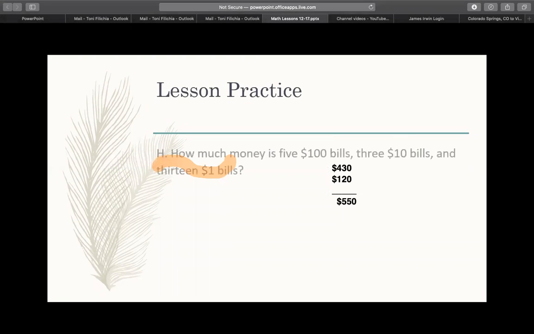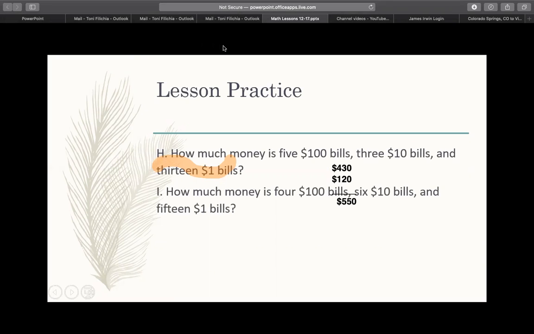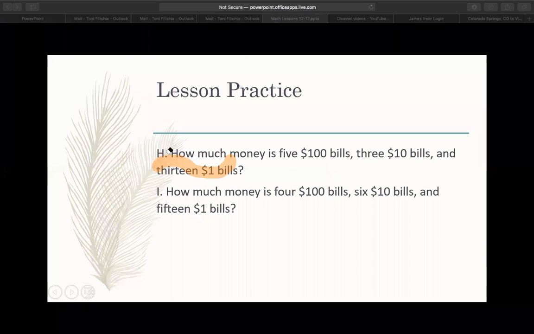And I will do H and I with you as well. So finding number H on your graph paper. How much money is 5 $100 bills and 3 $10 bills and 13 $1 bills? So 5 $100 bills, 1, 2, 3, 4, 5, equals what? $500.